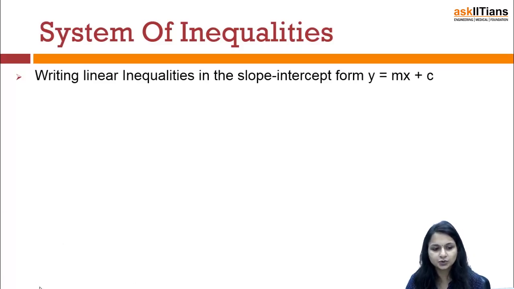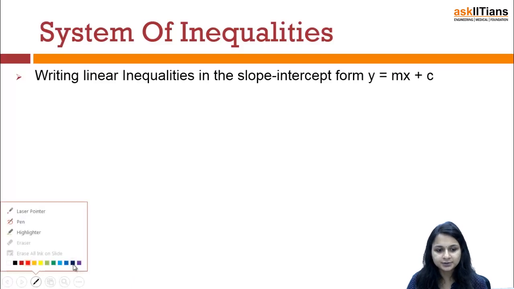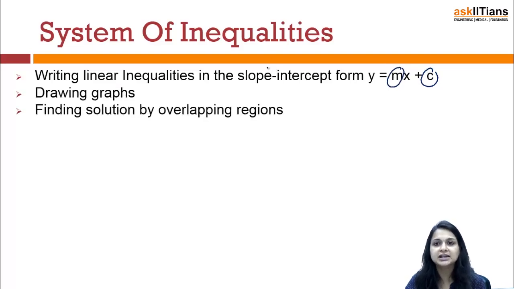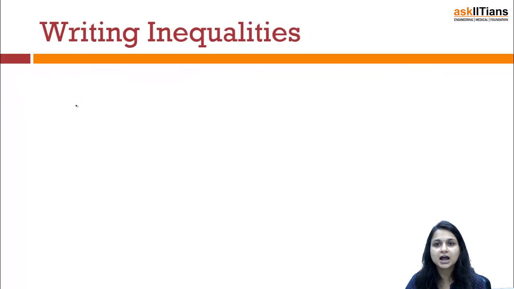The reason why we do it is quite simple, so that it becomes easy for us to know the intercept on y-axis and the slope, and we can draw the graph easily. Then we draw the graphs and write the complete solution by knowing the overlapping regions. So let's move step by step. Let's understand how to write the inequalities in y equal to mx plus c.